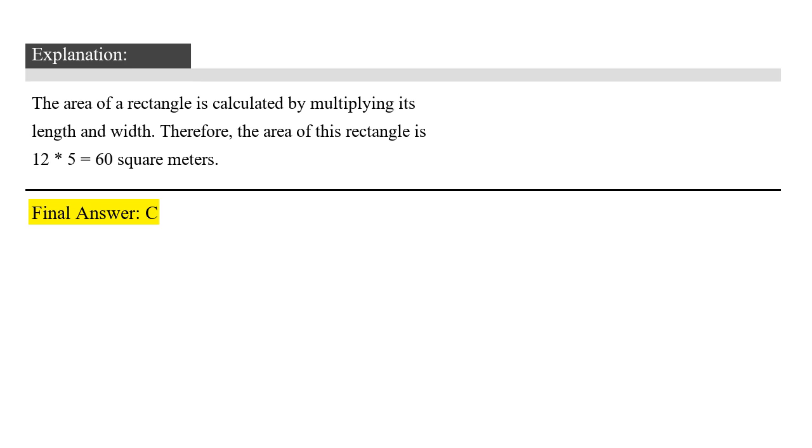The area of a rectangle is calculated by multiplying its length and width. Therefore, the area of this rectangle is 12 times 5 equals 60 square meters.